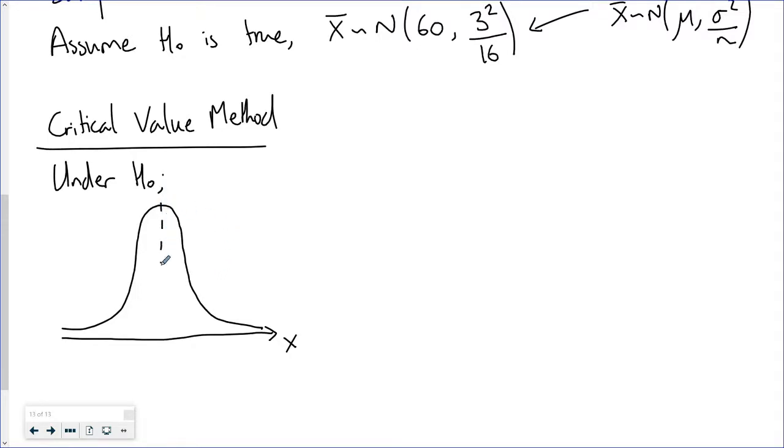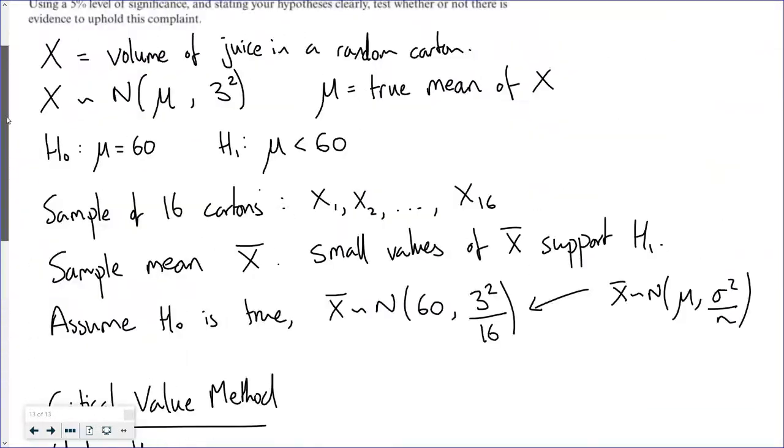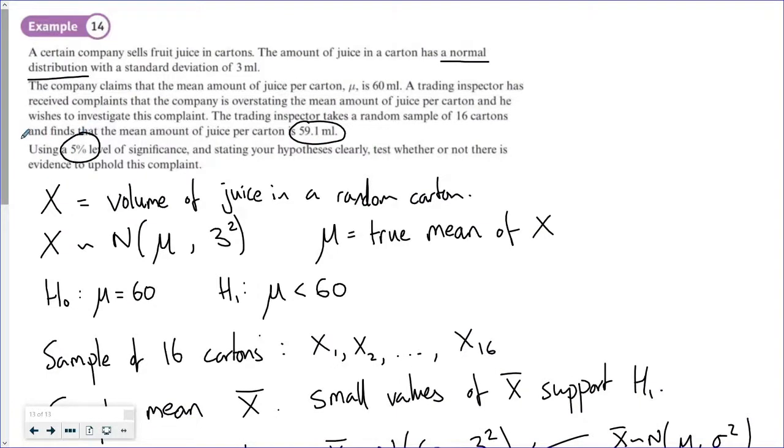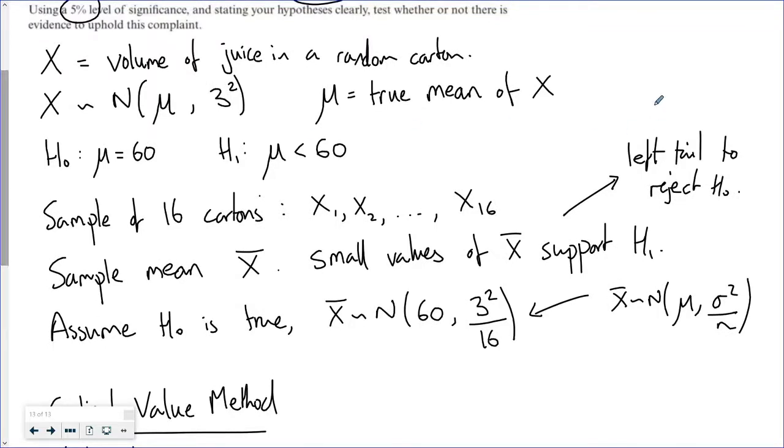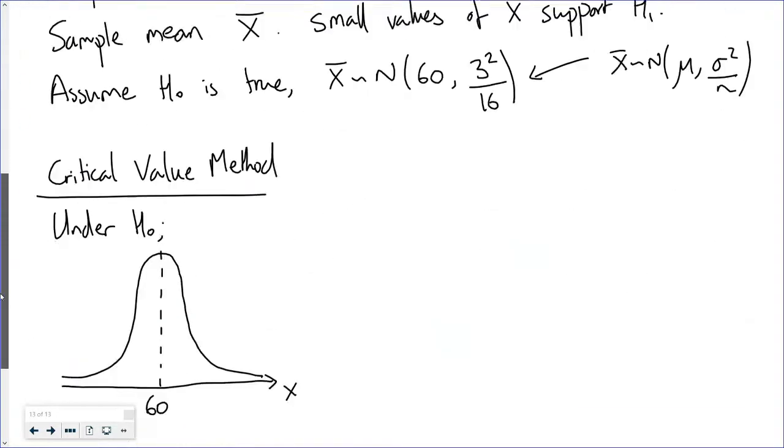So we know that under H0, if the company isn't lying, then x bar will be centered around 60, and it's going to have a variance of 3 squared over 16. Well, we know that the significance level is 5%. Because small values of x bar support H1, in order to reject H0 we need to be in the left tail. And by the left tail, we mean we need to be in the left 5% tail to reject H0. That's what the significance level tells us.